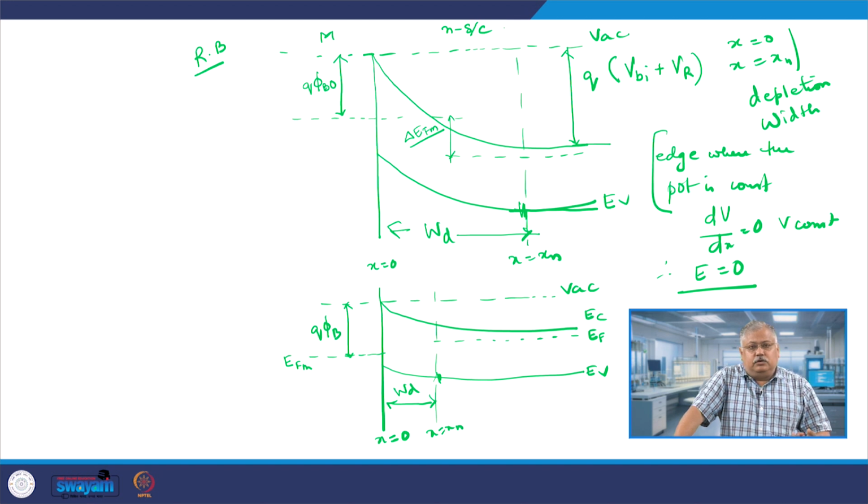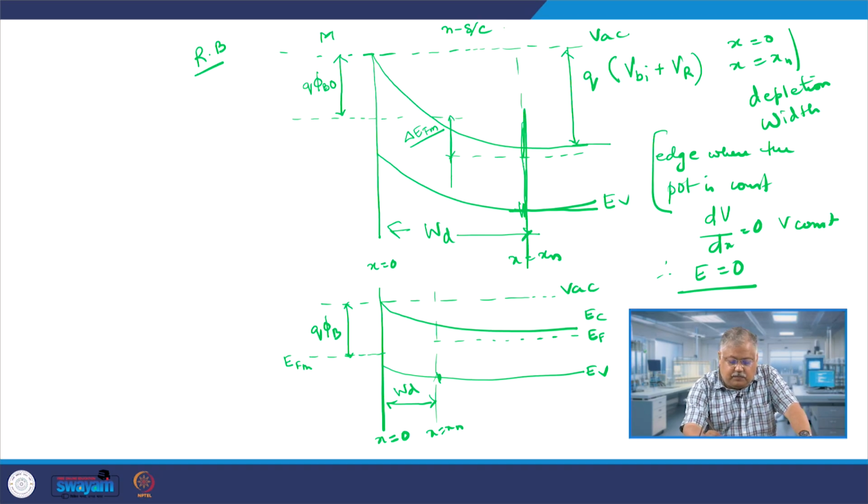As you can understand, there will be no electric field on the metal side, and similarly there will be no electric field parallel to the interface between metal and semiconductor, because that is not the point where the electron flows anyway. So, whatever electric field will be towards the semiconductor side will be past the point where your potential becomes independent of x. So, that is the edge we say as the edge where your depletion width has been extended.